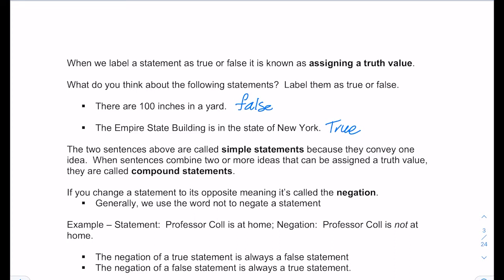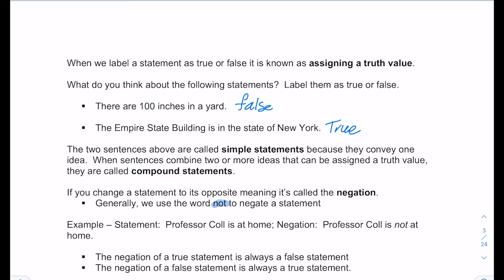The two sentences above are called simple statements because they convey one idea. When you combine two or more single ideas, you get what's called a compound statement. If you change a statement to its opposite meaning, it's called the negation. So to negate something means to make opposite. Generally, we use the word not to negate a statement.